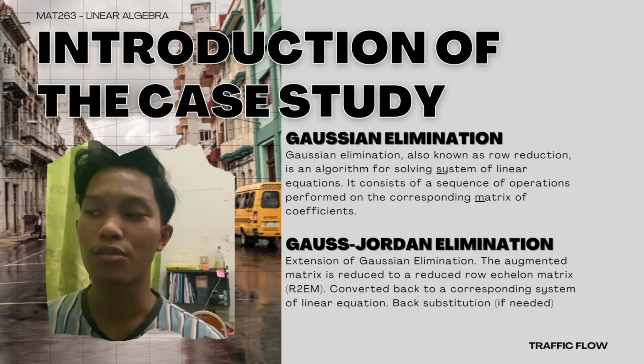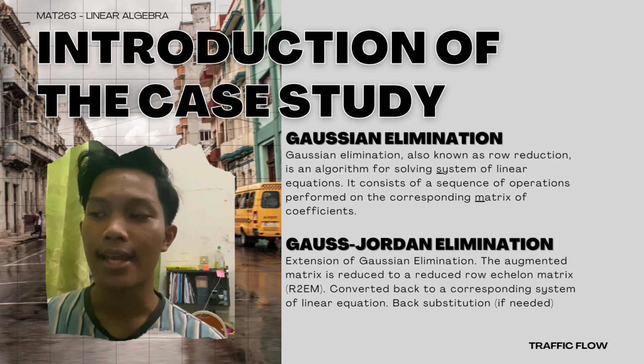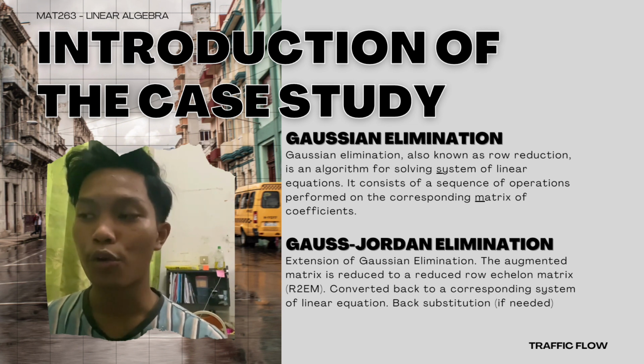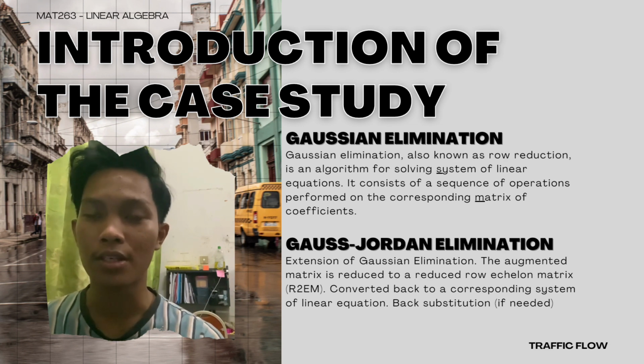Second is the Gauss-Jordan elimination. This is an extension of Gaussian elimination. The augmented matrix is reduced to a reduced row echelon matrix, RREM. Convert back to a corresponding system of linear equations. Back substitution if needed.